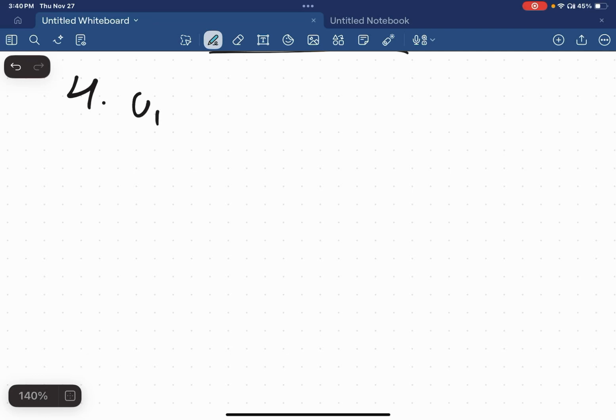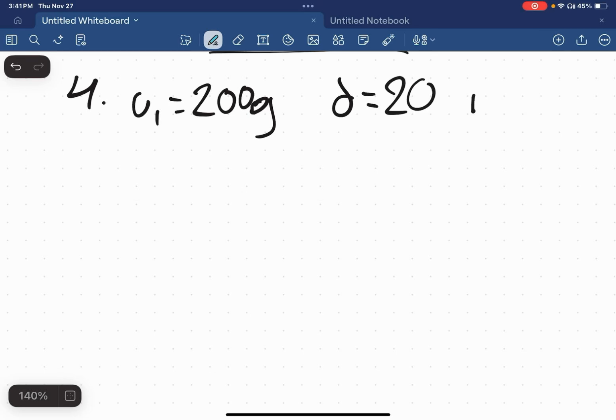We know here that U1 is going to be equal to 200 grams. So that's how much she's starting with. And for each trial, she has to increase the weight by 20 grams. So our difference is going to be 20. And she has a max of 10 trials that she can have.